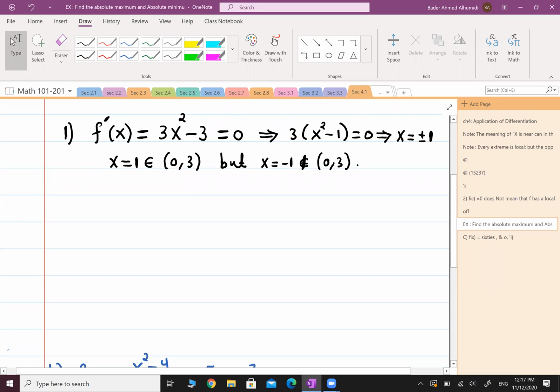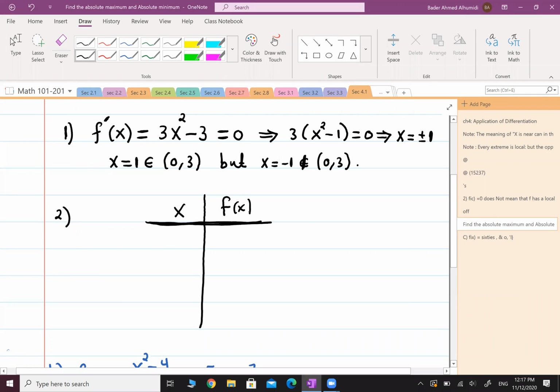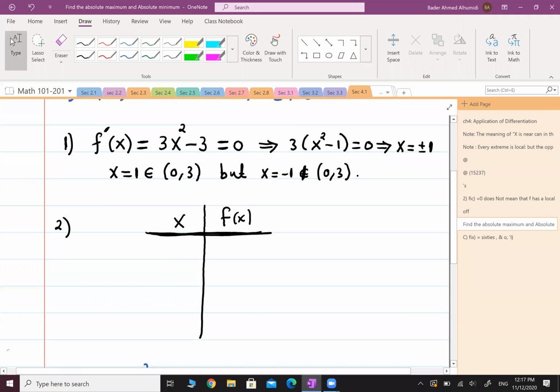The second step says what you need to do is to calculate the function at the endpoints. So I usually prefer to make a table like this. I will write x here, and f of x. This method says go to the endpoints. The endpoints are 0 and 3, and also the critical points. Here we have only one critical number, which is equal to 1.